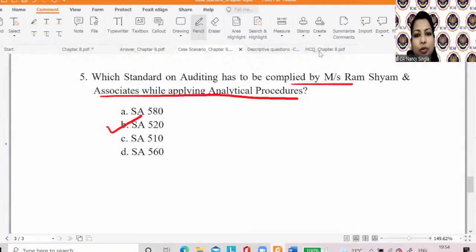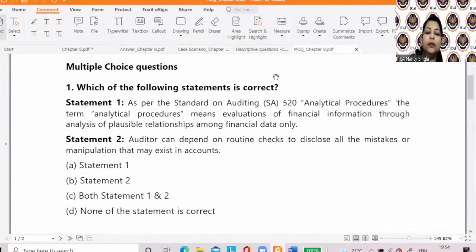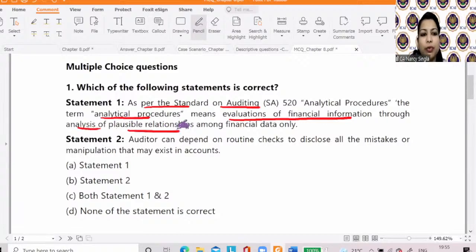Okay. Now let us go to the MCQs. I am now on MCQ, so send in your replies like one and which is the correct answer. As per standard on auditing, the term analytical procedure means evaluation of financial information through analysis of plausible relationship among financial data only. Students, quickly send in your replies. We will be discussing descriptive questions also after this.